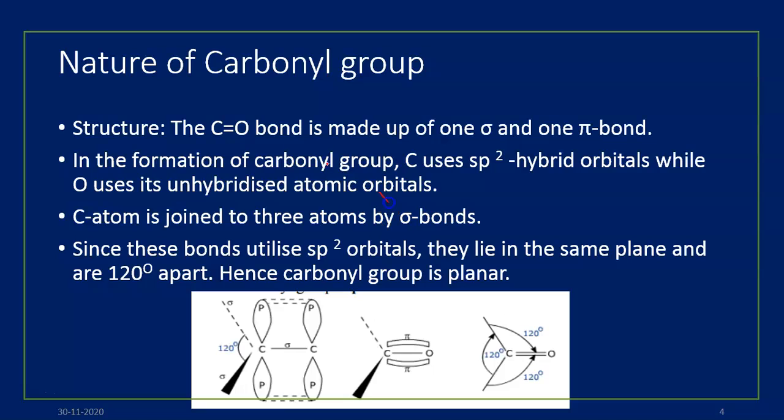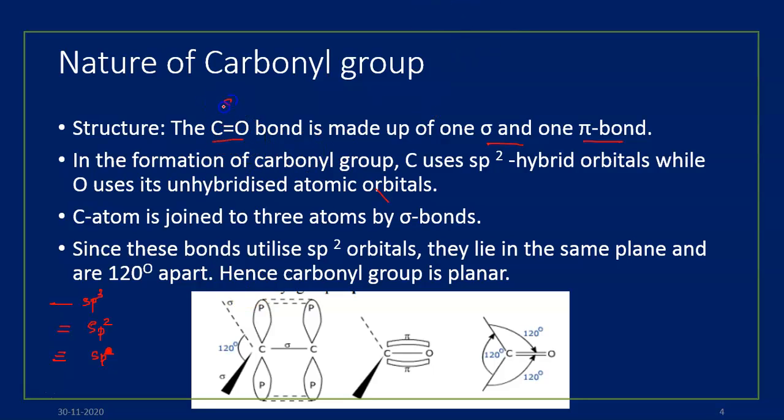The structure of carbonyl: the C double bond O is made up of one sigma bond and one pi bond. Already we know from Chapter 4, Chemical Bonding, of 11th standard that if there is a double bond, then it is sp2 hybridization. And if there is a triple bond, then it is sp. Very sorry, this is sp. If there is a single bond, then it is sp3 hybridization. So here you can see a double bond.